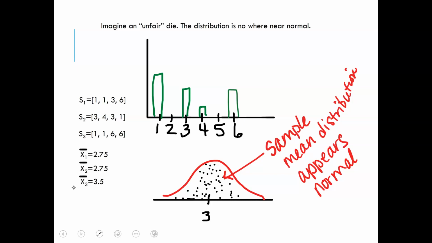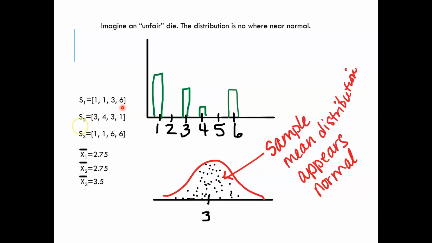Let's say that you had an unfair die. So you roll it 4 times and you get a 1, a 1, a 3, and a 6. I mean, that's not likely, right? You should not get the same number twice if they equally have a 1 in 6 chance of coming up.